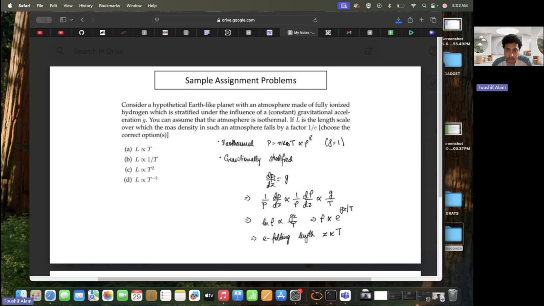Okay. So dp by p is 1 by rho d rho dz, which is proportional to g by t. Gamma is 1. So ln rho is proportional to gz by t. So rho is proportional to e to the power of gz by t. So the e-folding length z is proportional to t. This is gz by t, so z is proportional to t. Option A.